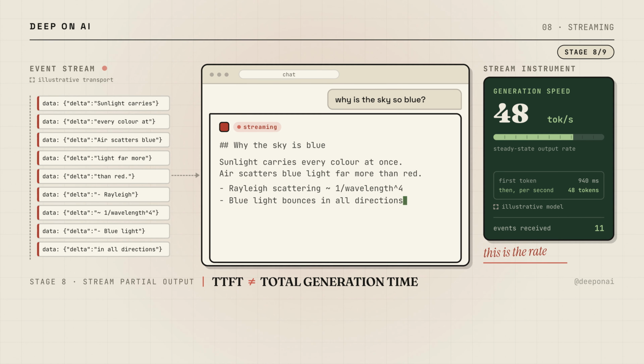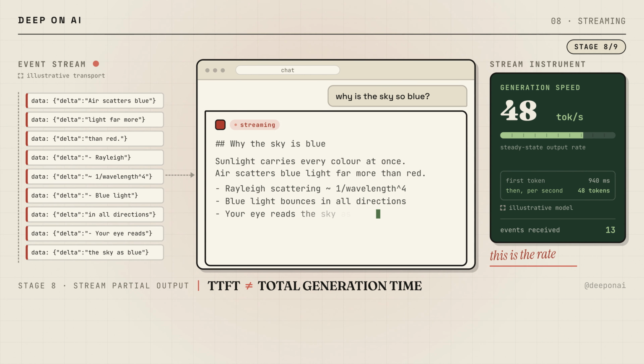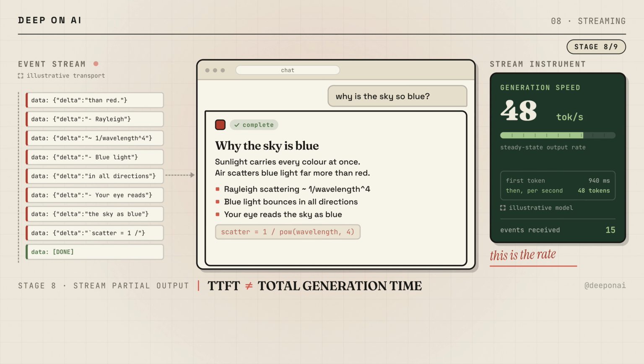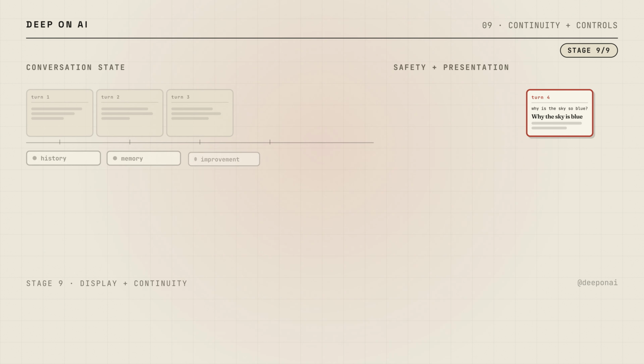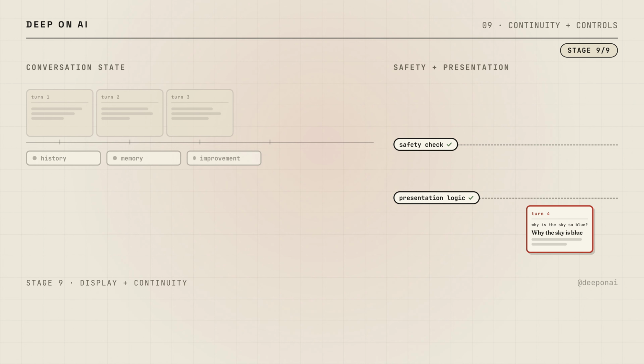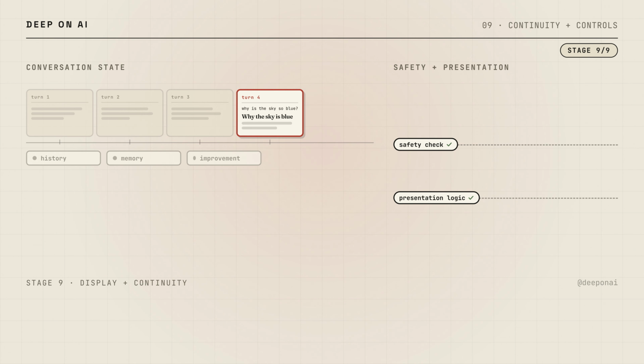The browser receives small response events and updates the conversation view. Markdown becomes headings, lists, or code blocks. Citations and tool status can be rendered as structured interface elements rather than plain text. Before or while content is shown, additional safety and presentation logic can affect the output. The completed interaction can then become part of the conversation state, so the next turn has continuity.